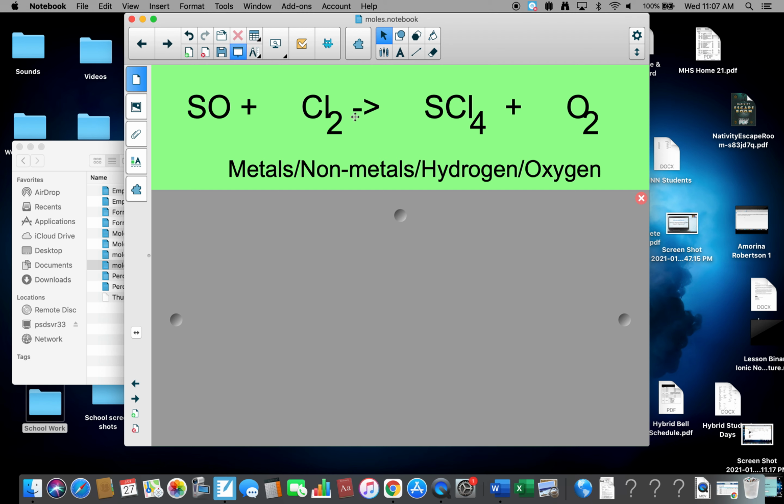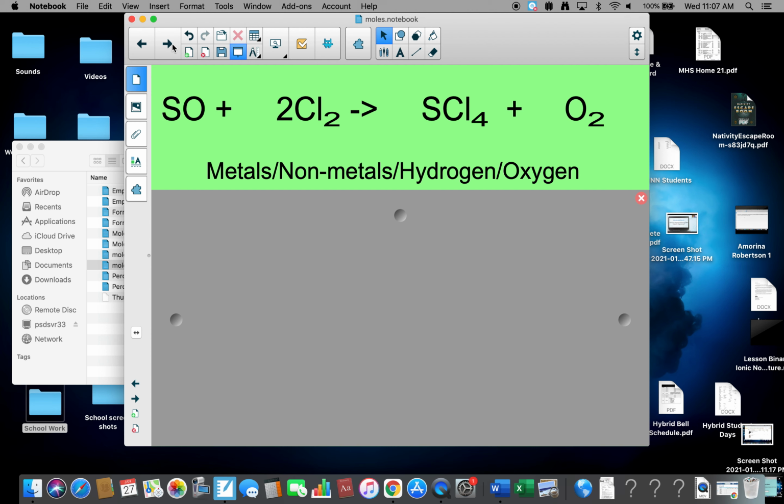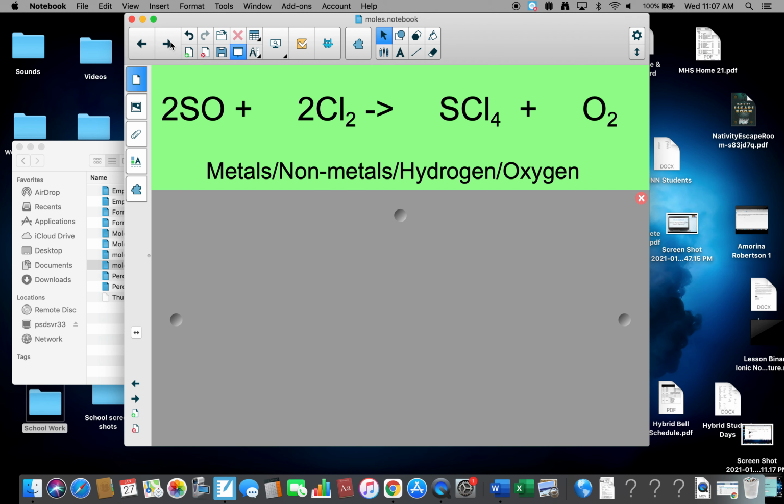I've got two here and I've got four here. Well, to balance that, I put a 2 out front. That makes that 4. Now my oxygens, I have 1 here and I have 2 over here. So I put a 2. I just messed my sulfurs up. So I put a 2 there and then messed my chlorines up. So a 4 there.